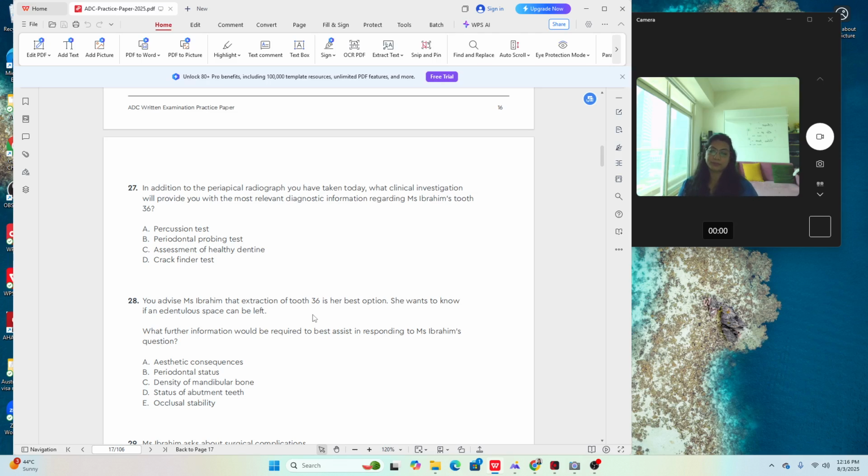What further information would be required to best assist in responding to Ms. Ibrahim's question? So if a patient comes to you and says, okay doctor, you're going to extract my first permanent molar and I have a second molar and also a premolar, can I leave the space as it is? What are you going to tell the patient? The first thing you will say is, you can leave the space as it is, but the occlusion will get destabilized because the adjacent teeth will start tilting and the upper tooth will start super erupting. Basically your occlusal stability will go away in the long run. That is your first answer.